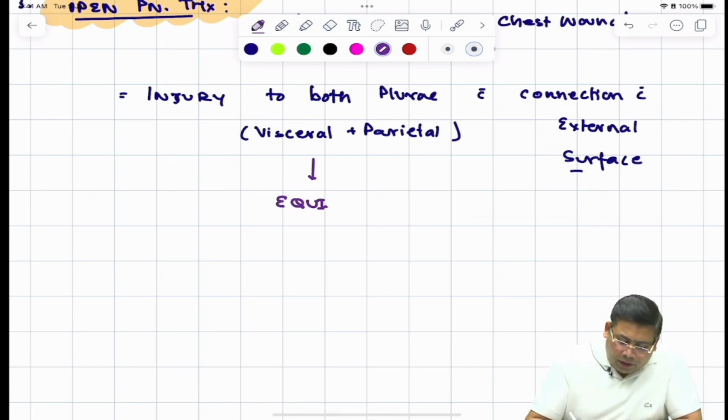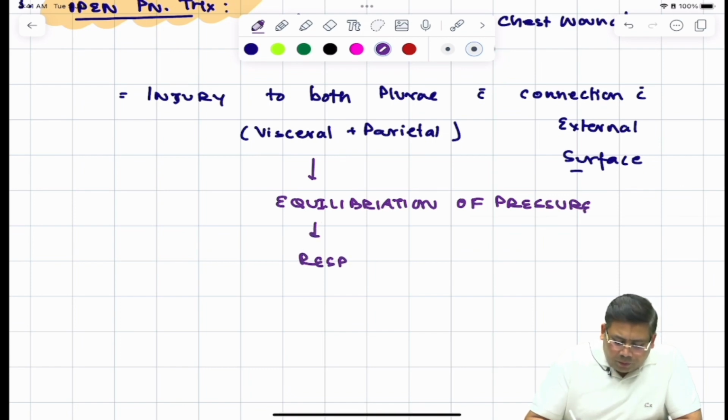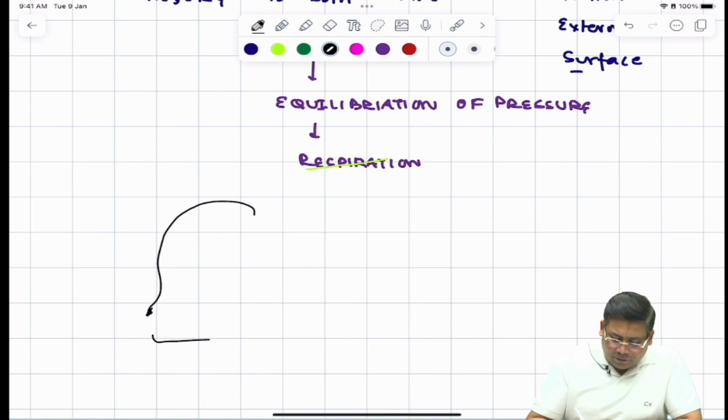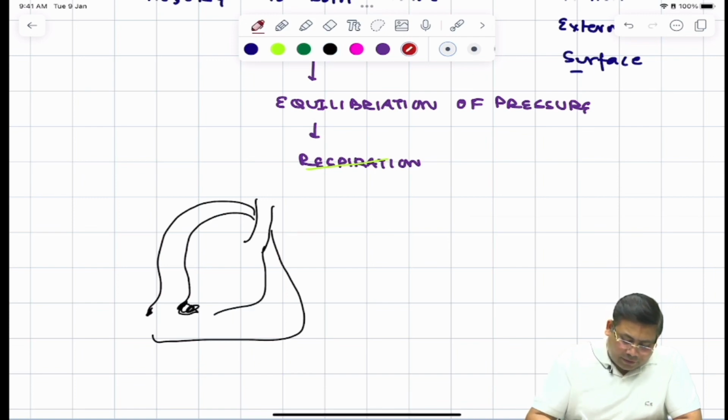So when we talk about the equilibration of the pressure on both sides, what is going to happen? This is going to stop the respiration, and that is why open pneumothorax is considered to be what, students? A life threatening condition. Let us try to understand by drawing a diagram or image. So let us understand this to be the parietal pleura, and let us understand this to be the visceral pleura. So both the pleurae have been what? Injured, and this is in connection with the external surface.